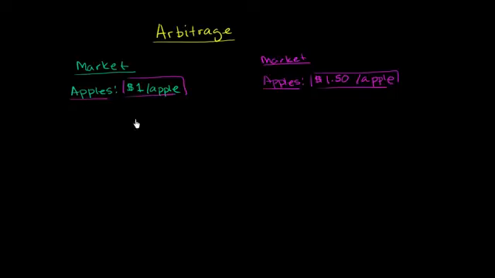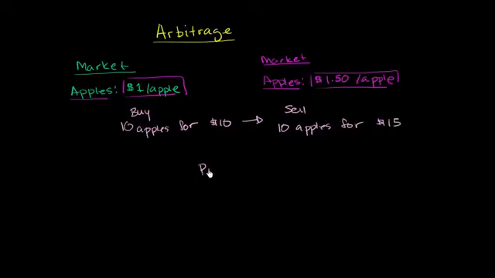You would go to this market over here. You would buy apples. Let's say you buy 10 apples for $10. And then you would go, maybe ride your bicycle a couple of blocks to that other market over there, and you would sell your 10 apples for $15. And so you would make an immediate risk-free profit of $5. You're buying for 10, selling at 15.